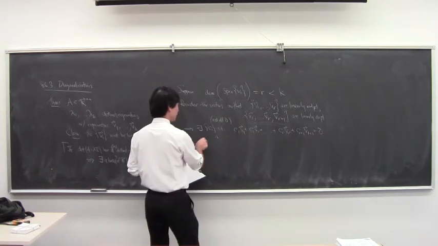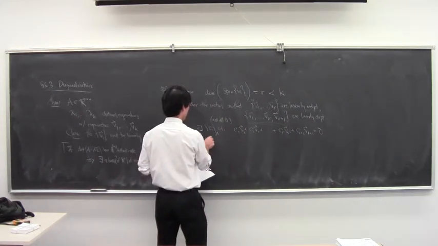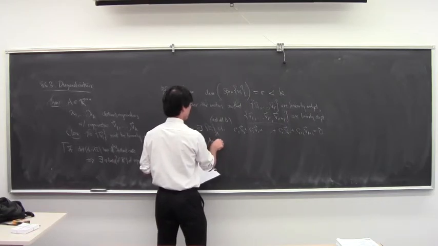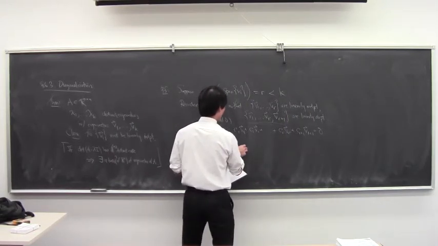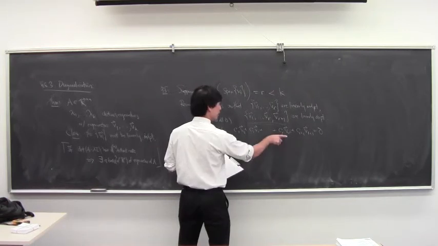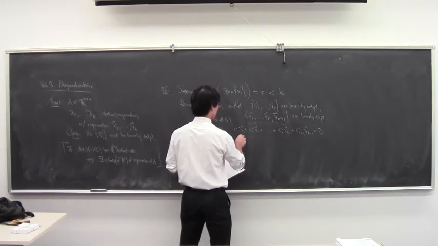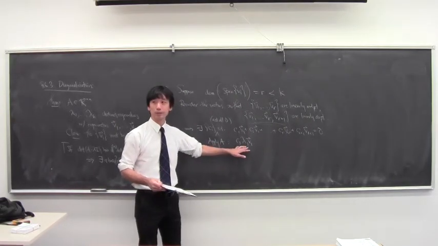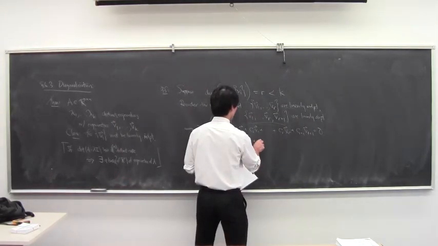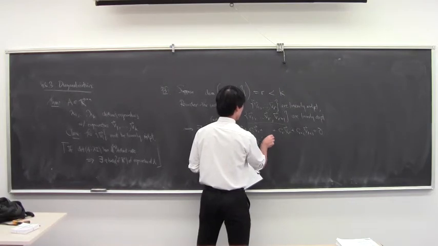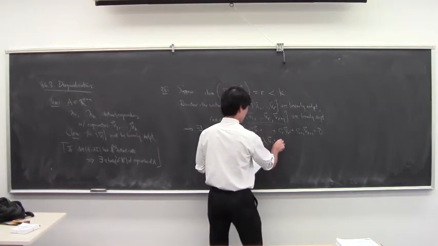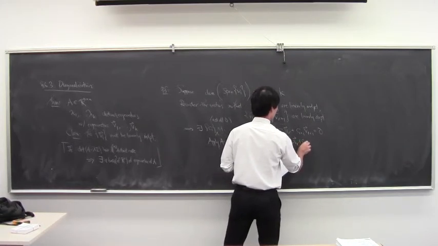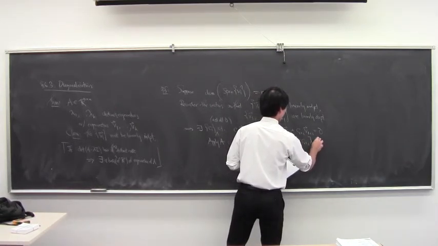Now, hit that with A. Apply A. Each of these is an eigenvector, so when we multiply by A, the eigenvalues show up: c1 lambda1 v1 plus c2 lambda2 v2 plus ... plus cr lambda_r vr plus c(r+1) lambda_(r+1) v(r+1).